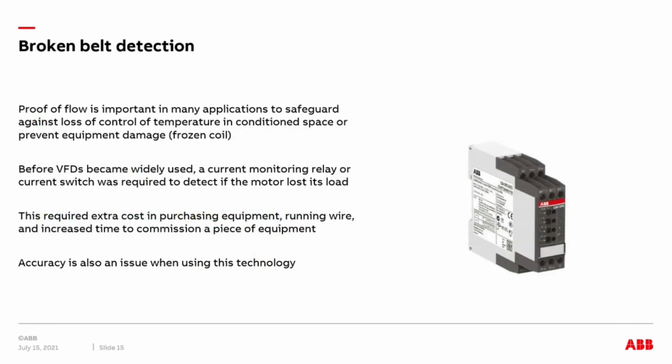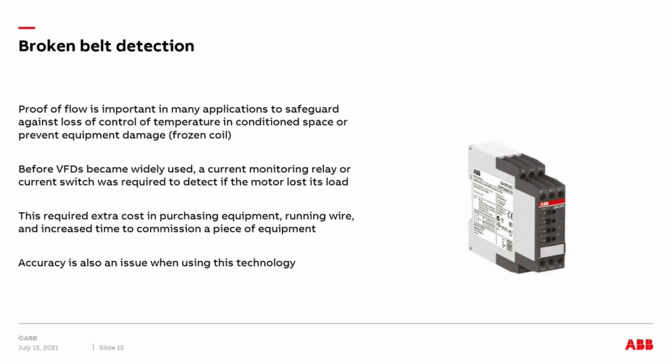Our next feature we're going to talk about is broken belt detection. Proof of flow in an application is really important to safeguard against maybe the loss of control of temperature in a conditioned space, or can even prevent equipment damage. For example, that could be a frozen coil. Before VFDs became widely used, current monitoring relays or a current switch were required to detect if a motor lost its load during its application.